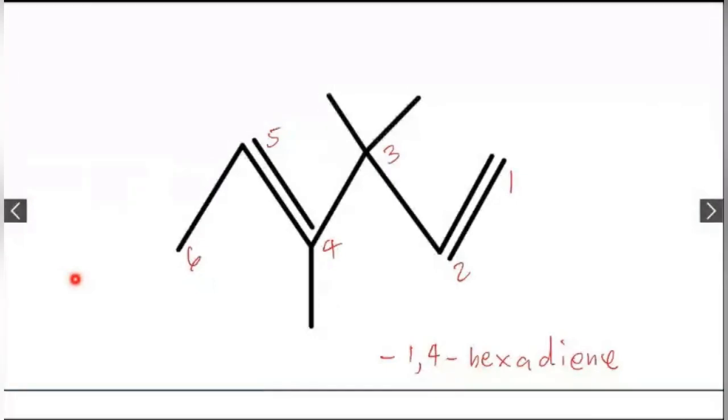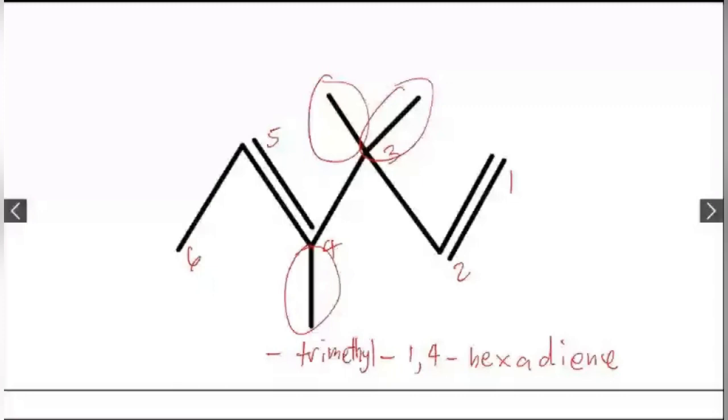Okay. Next, after identifying the longest chain, identify the alkyl groups attached to the longest chain. So we have three alkyl groups. We have a methyl here, and also a methyl here. There are three methyls. The locations of those methyls: two are located on carbon 3, so that's why we write 3, 3. Then the last methyl is at carbon 4. So 3, 3, 4-trimethyl-1,4-hexadiene.